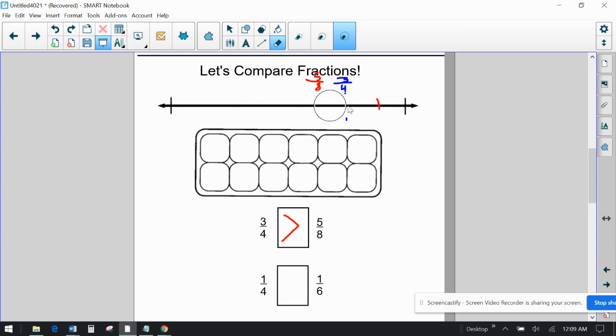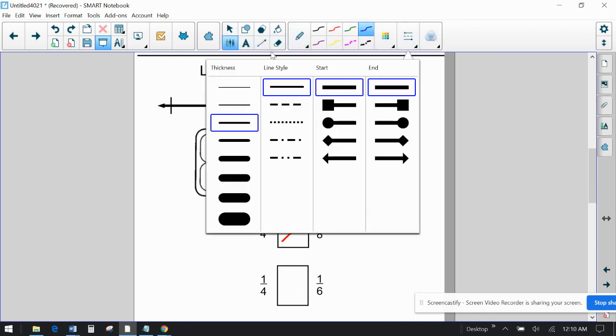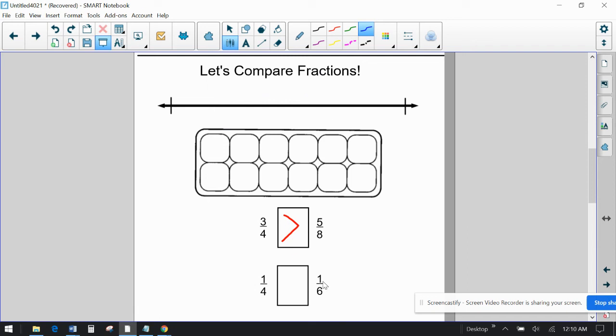And the next one, 1/4 compared to 1/6. Well, let me see. Sixths and fourths both fit on the egg carton. Okay, so let's do 1/4 first. I think we've cut it in half for fourths and then cut each half in half. So this would be 1/4, right? So it's like 3 out of the dozen. So 3/12 is 1/4. Okay, so now sixths don't really go with fourths.